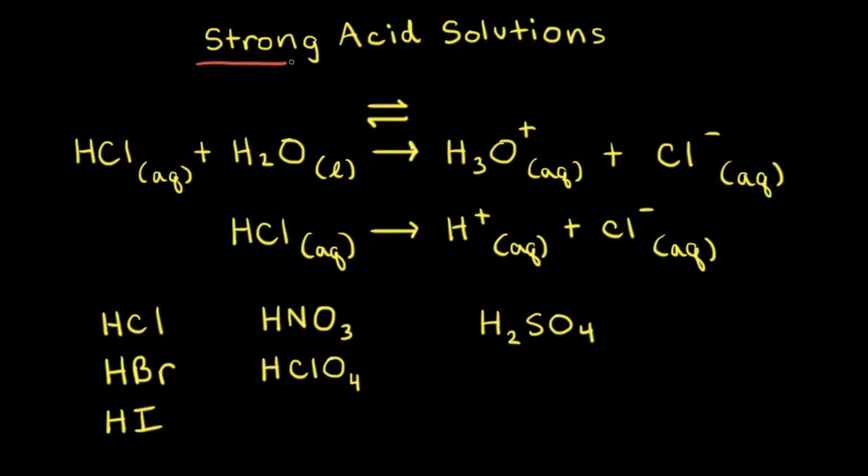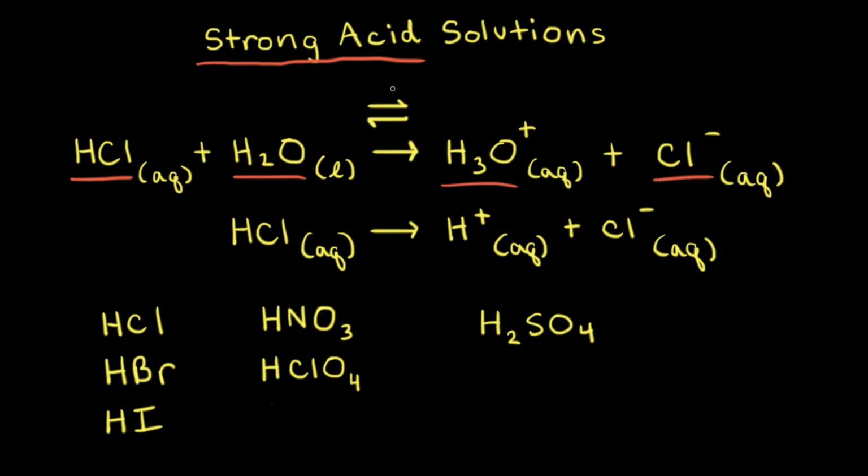A strong acid is an acid that ionizes 100% in solution. For example, hydrochloric acid, HCl, is a strong acid. It donates a proton to water, H₂O, to form the hydronium ion H₃O+, and the conjugate base to HCl, which is the chloride anion Cl-.